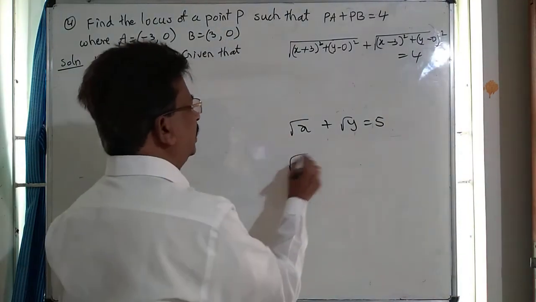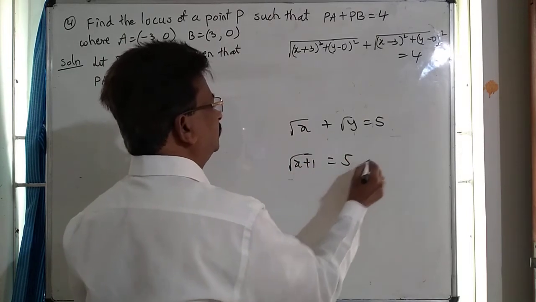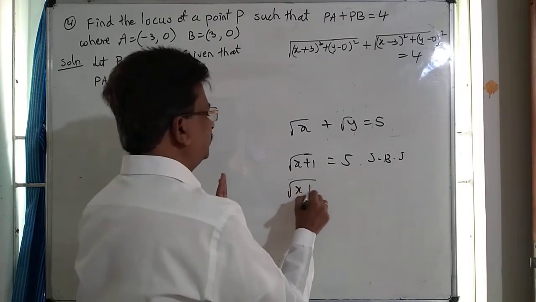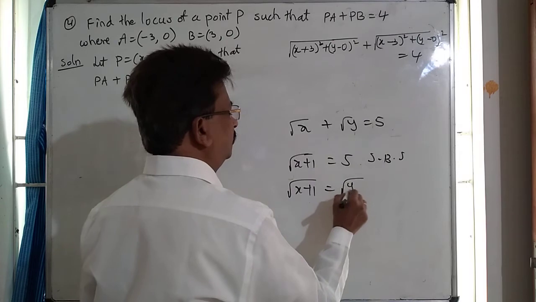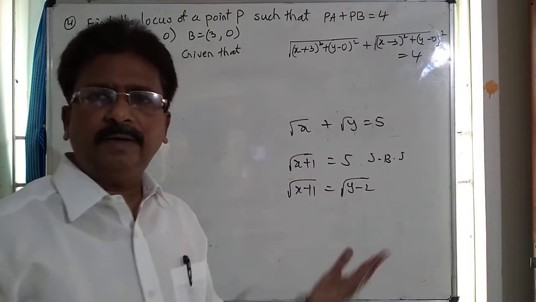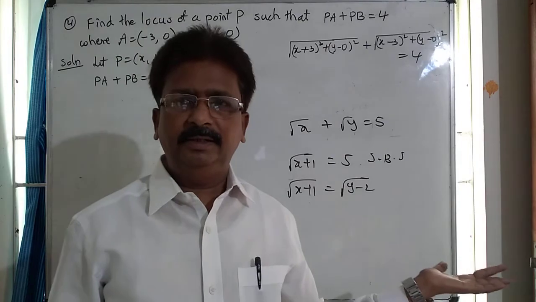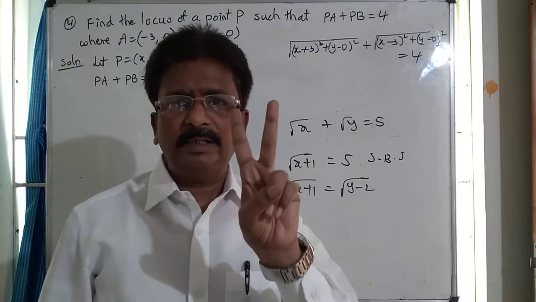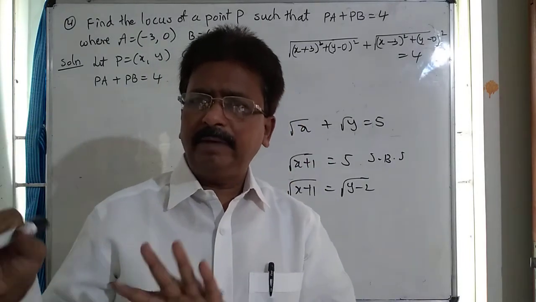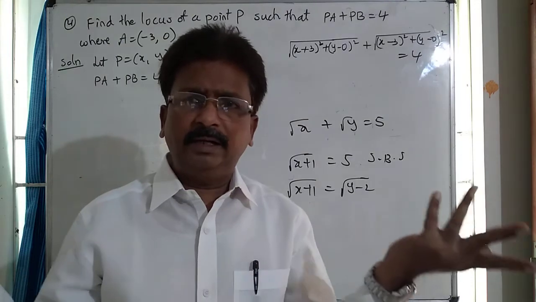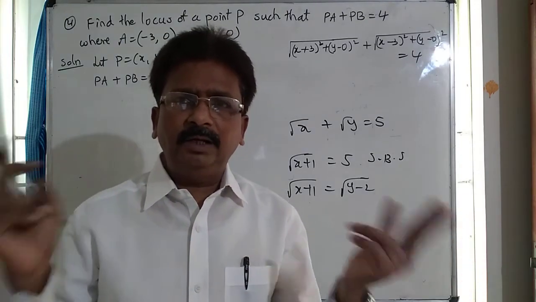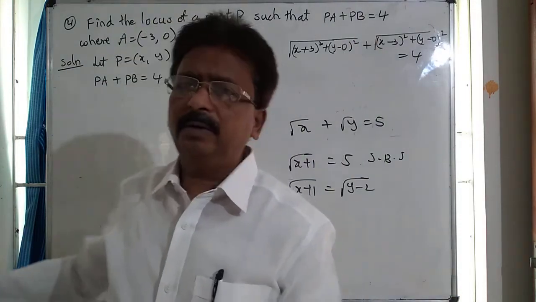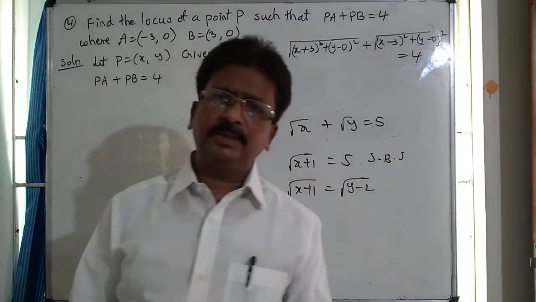I mean root x plus 1 is equal to 5. Squaring on both sides, okay, the square root is avoided. So root x plus 1 is equal to root of some y minus 2. Now if you square on both sides, the square root is avoided. So the square root is avoided whenever the left side contains only one square root term and the right side may or may not contain a square root term. But when two square root terms are there, there is some procedure. I will explain that procedure.